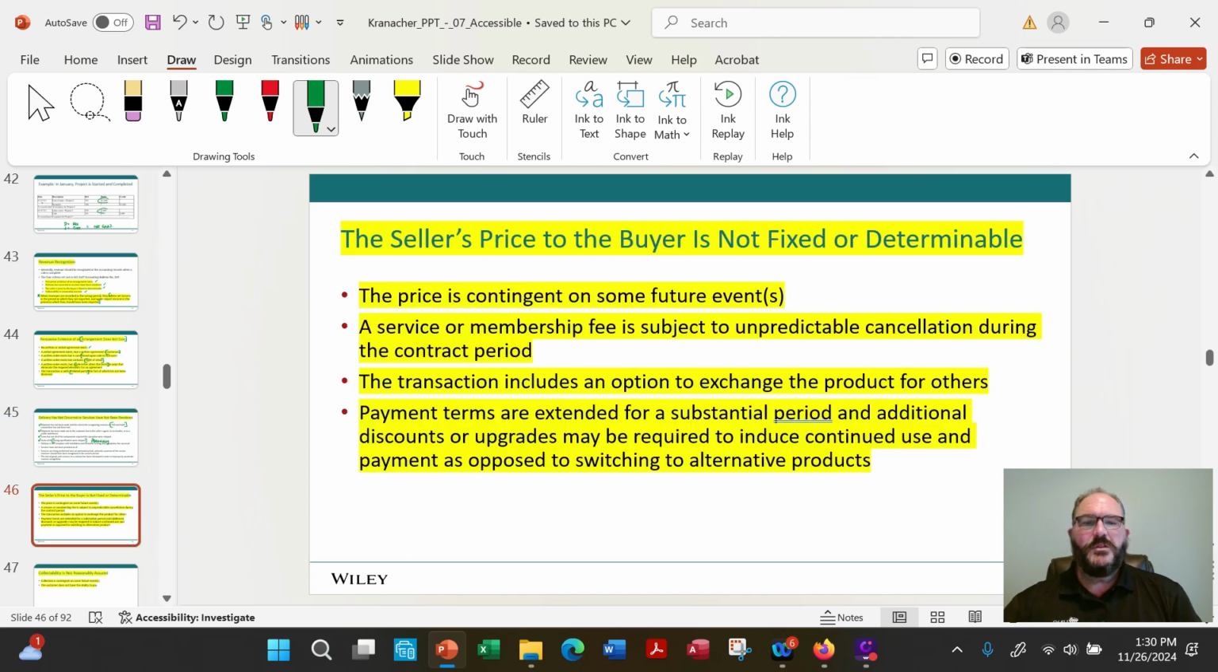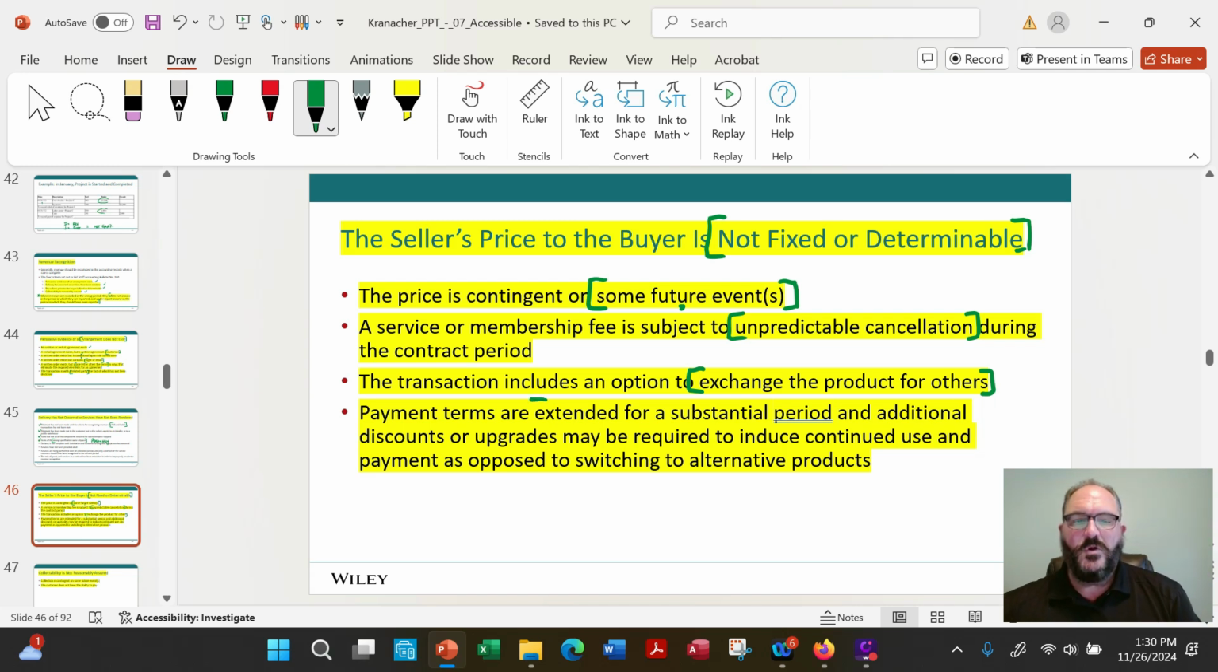Okay. The price is not fixed or determinable. You cannot record the revenue if that's the case. Contingent on some future event. You haven't had a sale until the future happens. Unpredictable cancellation. Again, remember, we have to be able to reasonably predict the amount and the ability to collect. Option to exchange the products or others. Okay. So again, this is kind of like the black and blue shirts there.